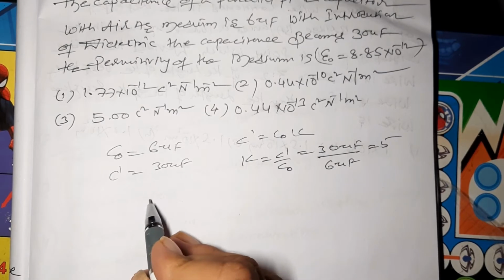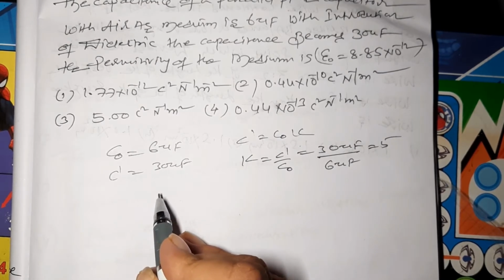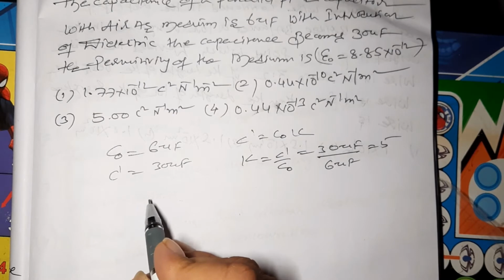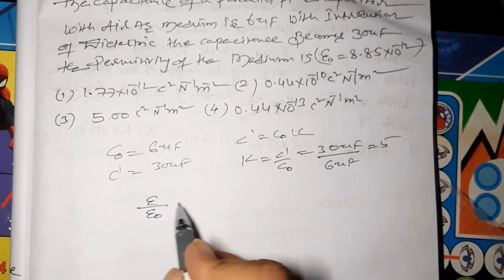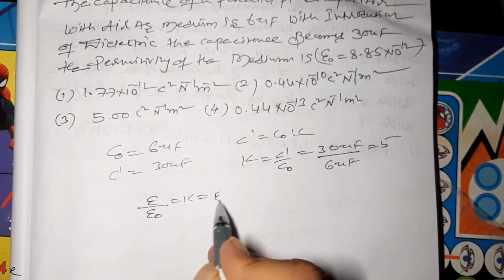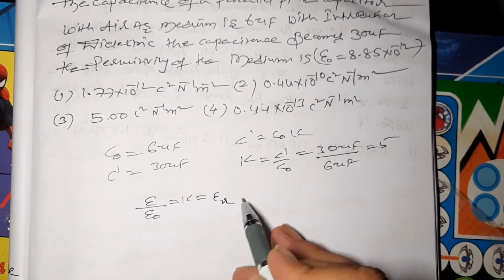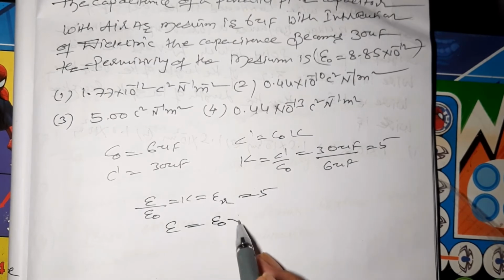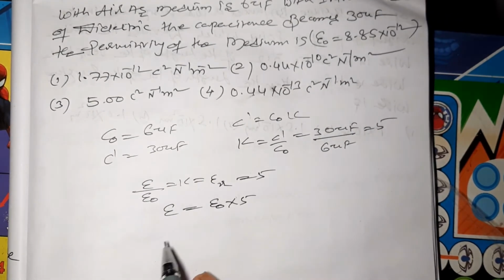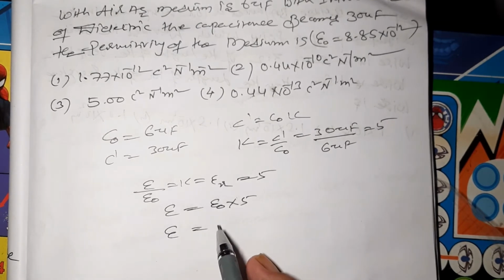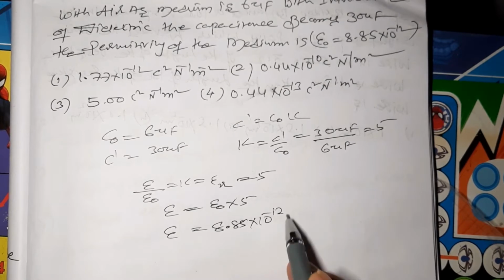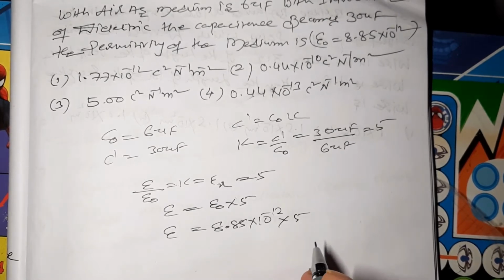What is K here? It is the ratio of permittivity of the medium to permittivity of the free space. So epsilon by epsilon naught is equal to K, this is also called relative permittivity, that is equal to 5. So epsilon is equal to epsilon naught into 5. So here epsilon is equal to, what is epsilon naught? 8.85 into 10 to the power of minus 12 into 5.